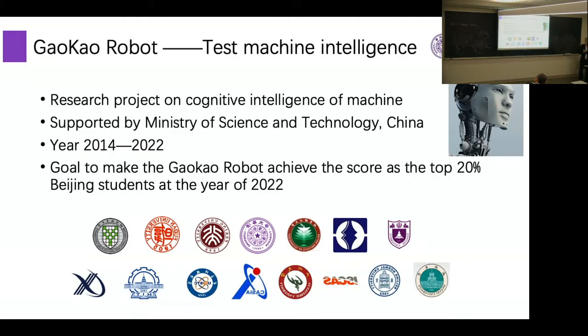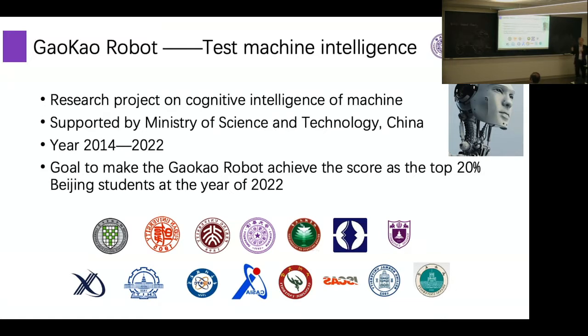Then, in the year 2014, a project funded by the Ministry of Science and Technology of China started the project Gaokao robot. The basic idea is to test machine intelligence through this robot. The officials from the Ministry of Science and Technology think that Gaokao can test human intelligence, so can it be used to test machine intelligence? That's a very simple idea, but finally they decided to do that. And the goal of the Gaokao robot is to achieve the score of the top 20 Beijing students for 2022.